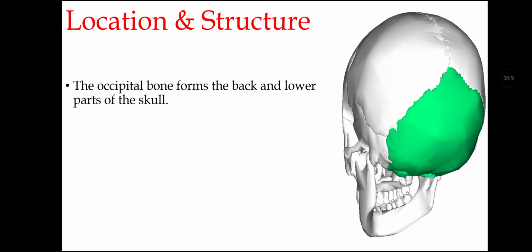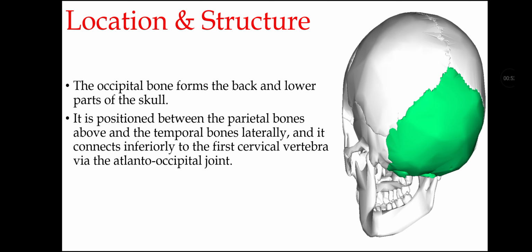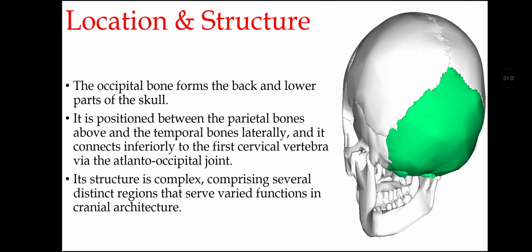The occipital bone forms the back and lower part of the skull. It is positioned between the parietal bone above and the temporal bone laterally, and it connects inferiorly to the first cervical vertebra through the atlanto-occipital joint. Its structure is complex, comprising several distinct regions that serve varied functions in cranial architecture.